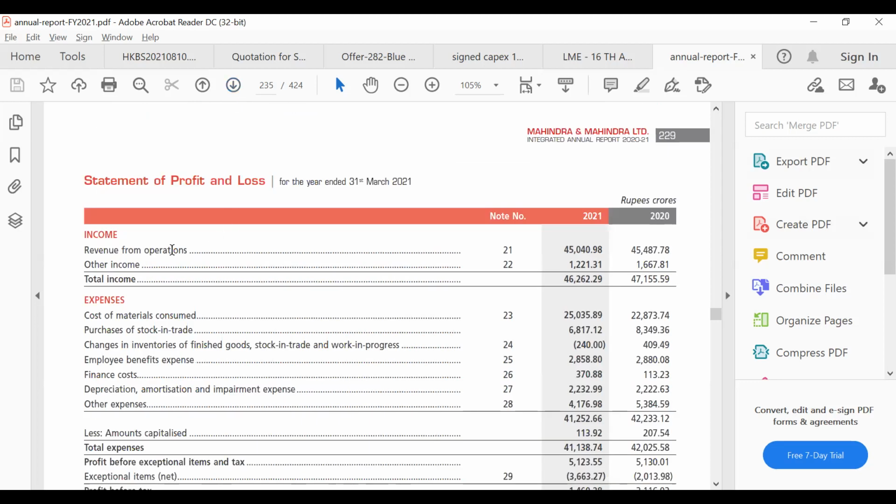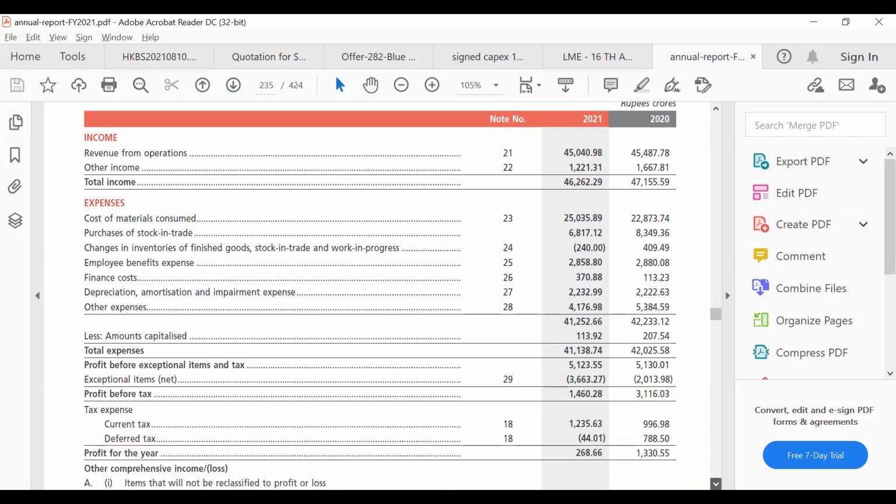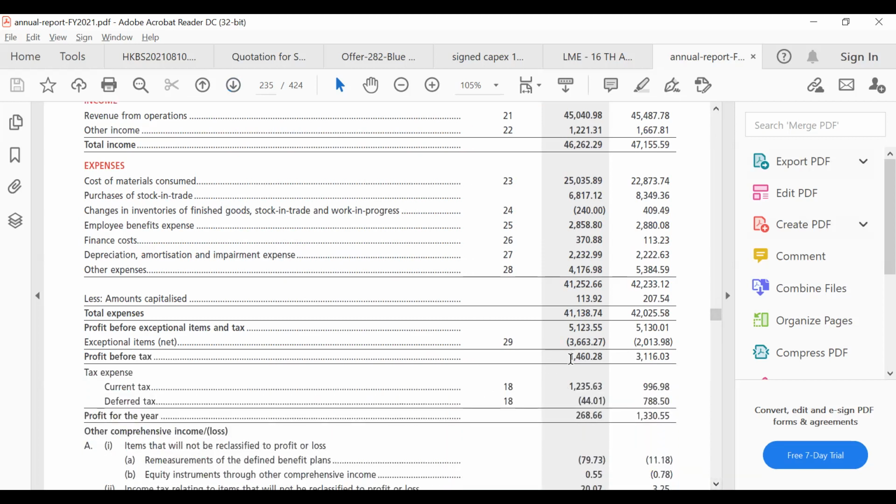On page 235, there is revenue from operations, which is going to be the sales value. So here you have got that. Then the next thing is profit before taxes, 1460.28, which is your earnings, or profit, before interest and taxes. So totally 5 financial data we have got.